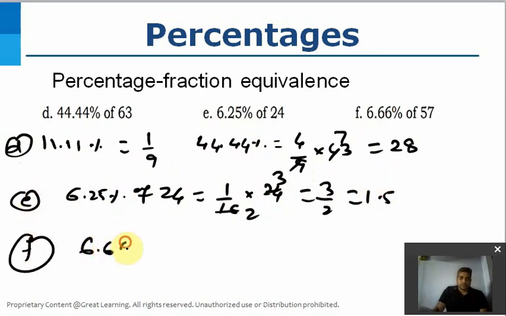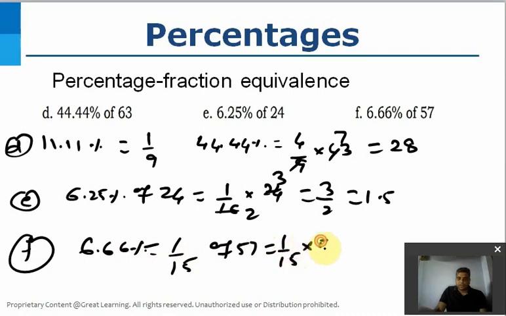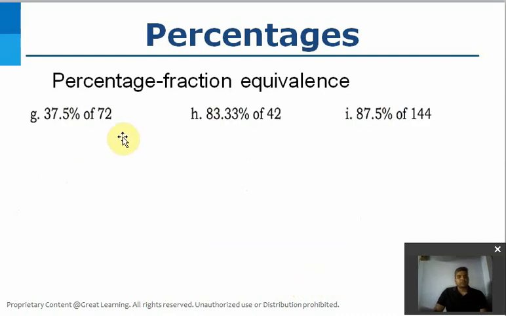6.66, which we have found out, was 1 by 15, right? In terms of here. So 1 by 15 of what? 57. So we just multiply 1 by 15 into 57. And when we simplify this, it becomes 3.8, right? So that way we can solve these questions very easily.